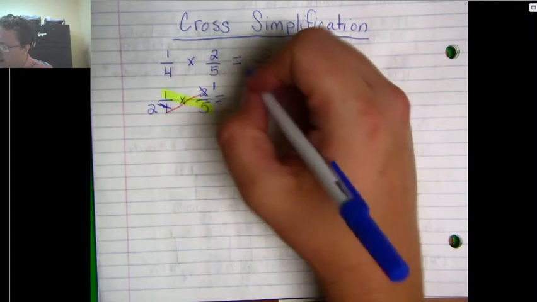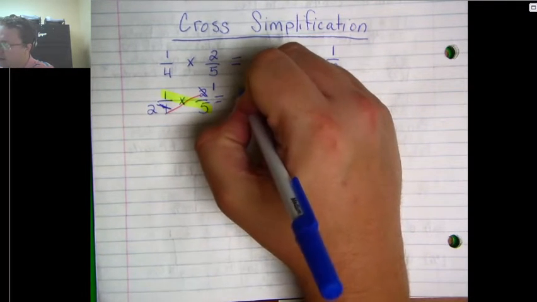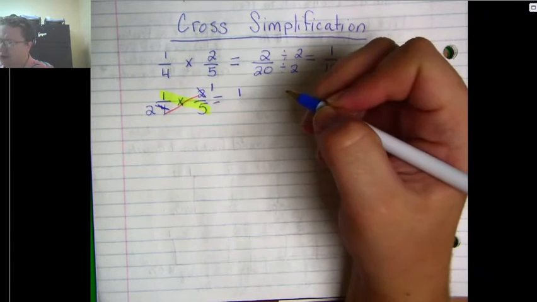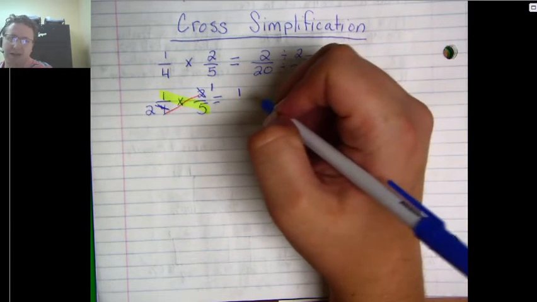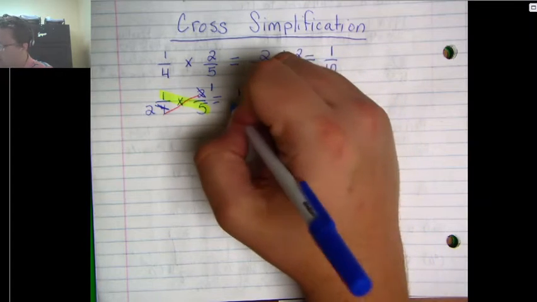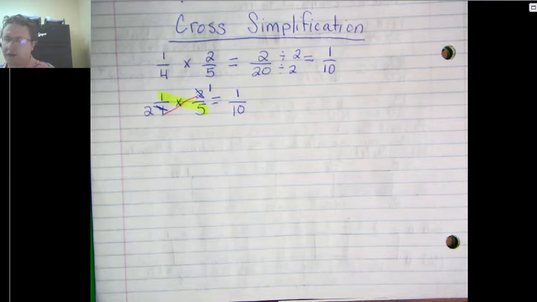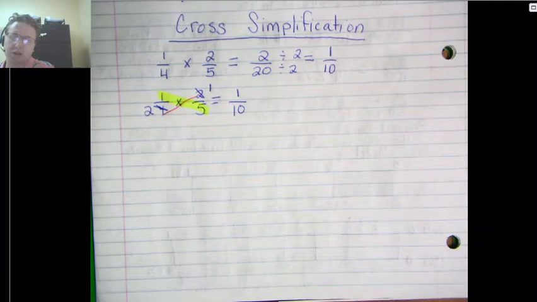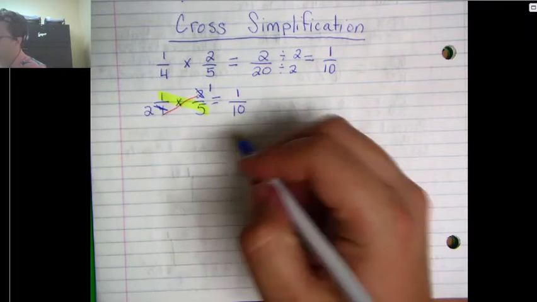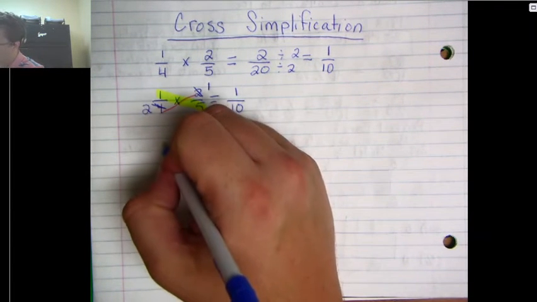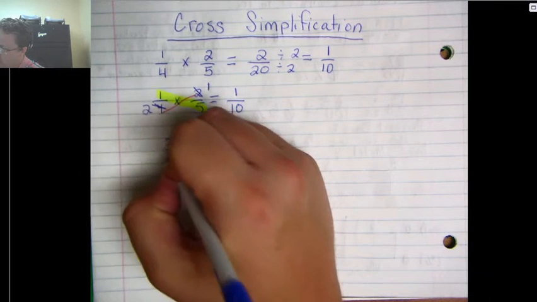1 times 1 is 1, and 2 times 5 is 10. So 1/10. These two answers are the same, so the process works. I know this is just one example, but trust me, it works. I didn't want to believe it either when I first did it a long time ago. So let's go look at another example that might prove it even further.